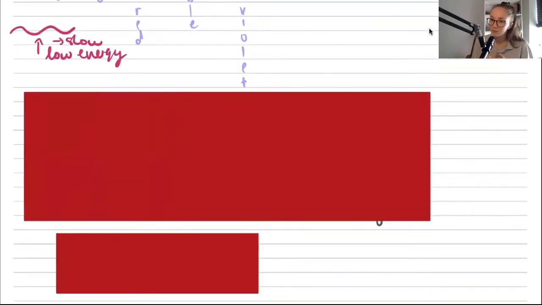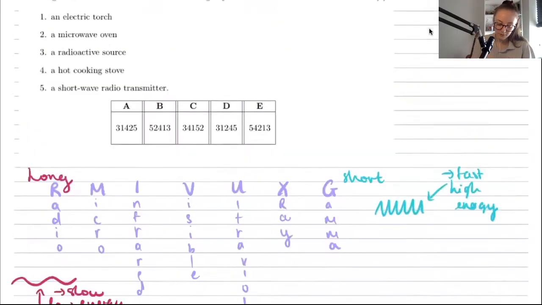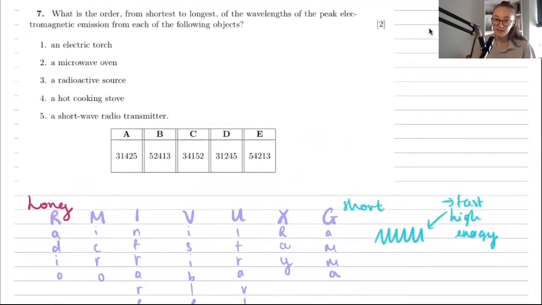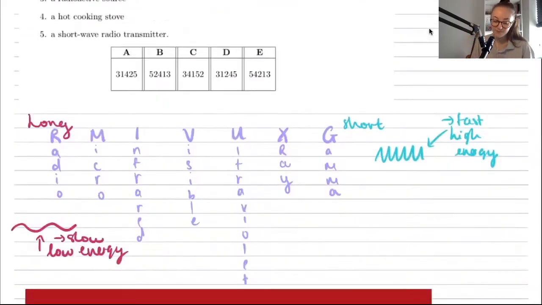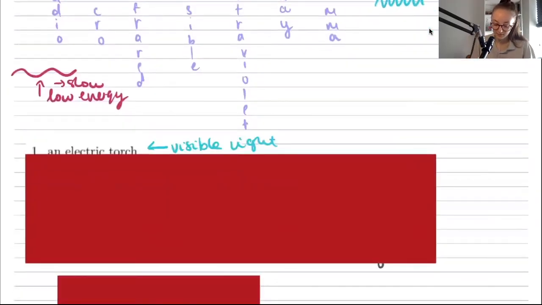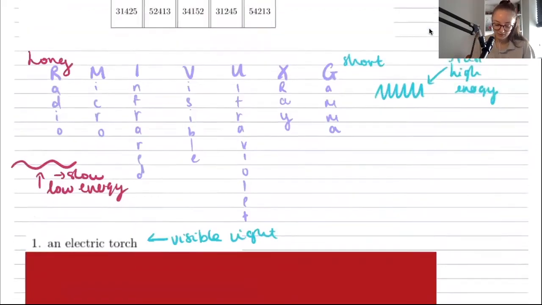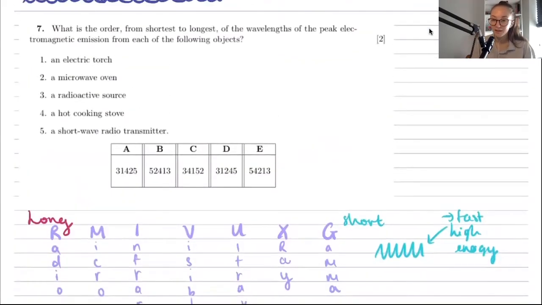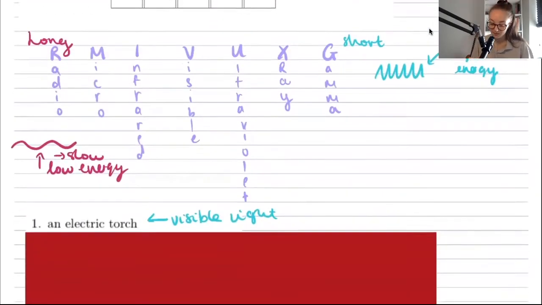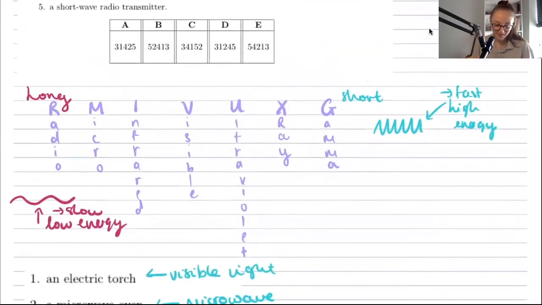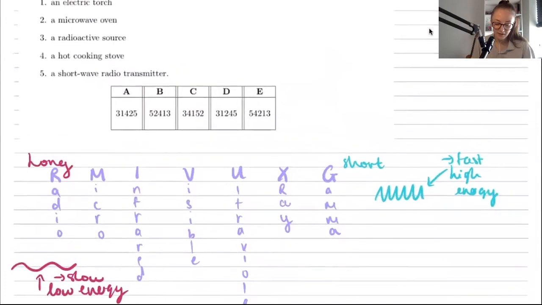So now we need to take a moment to think about these implements they've given us and what sort of radiation they release. So the first one is an electric torch. And if we think about what that does, it shines light for us to see, right? So it releases visible light. Then the next one is a microwave oven, and I think there might be a slight clue in the name there. They release microwaves.